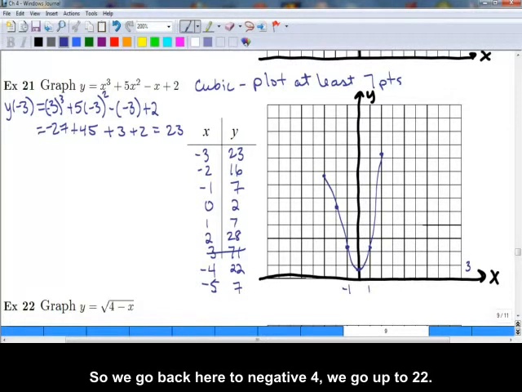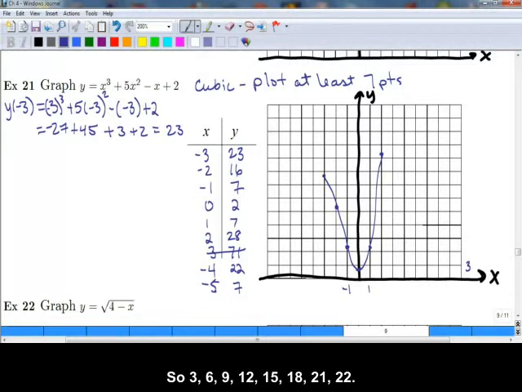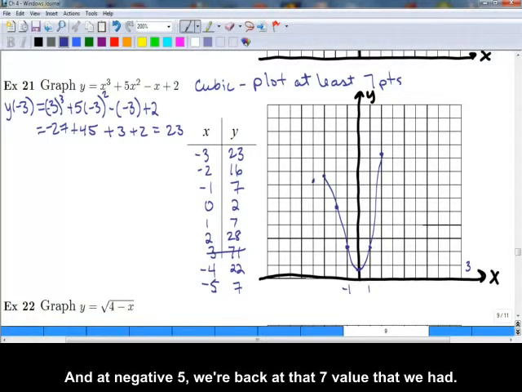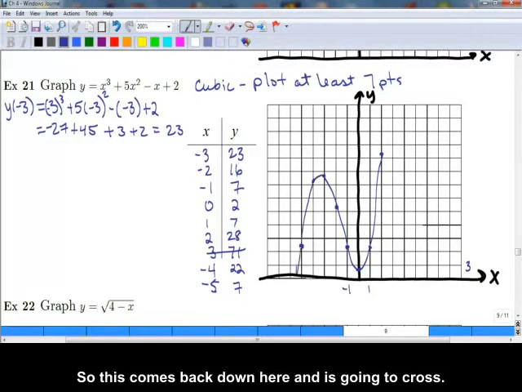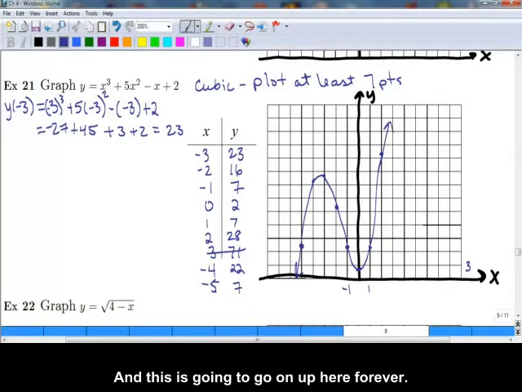So we go back here to -4. We go up to 22. So 3, 6, 9, 12, 15, 18, 21, 22. And at -5, we're back at that 7 value that we had. So this comes back down here and is going to cross. And this is going to go on up here forever.